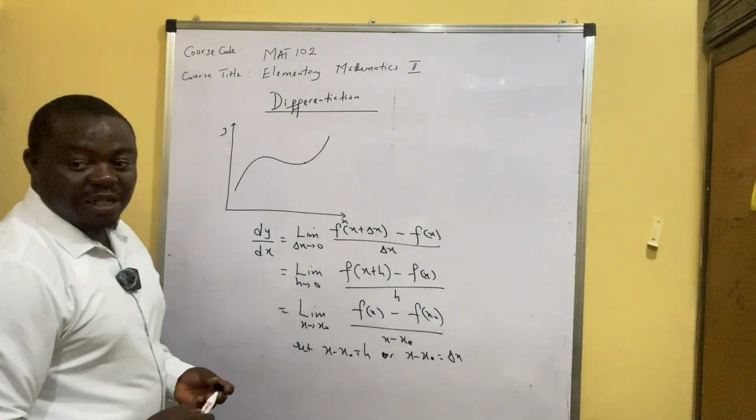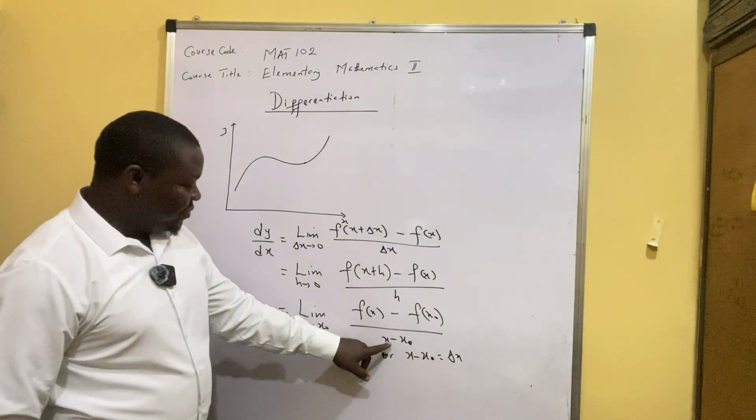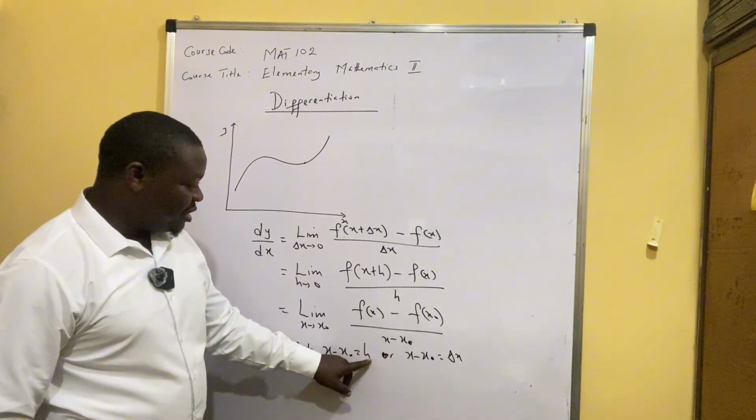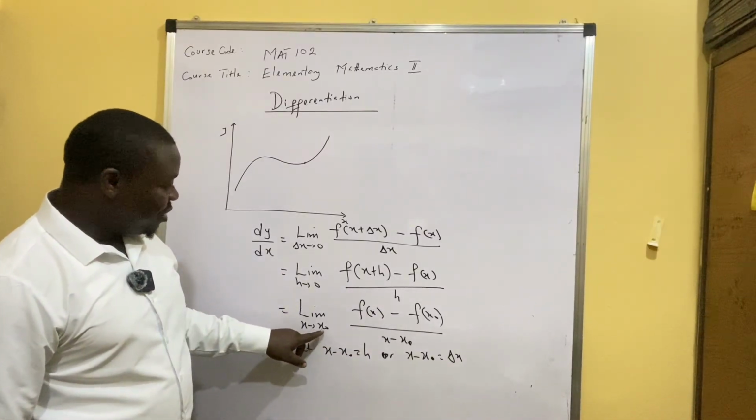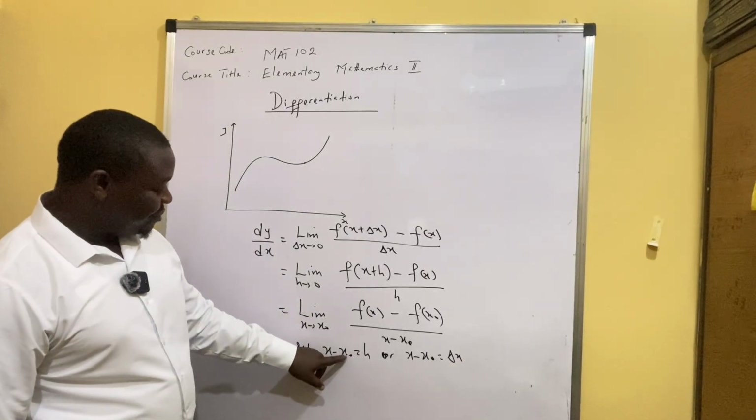So let's say, if you replace x minus x naught as h, we will get this. Now it means that you make x the subject here.